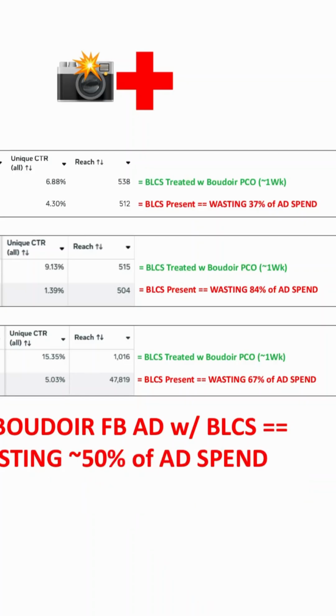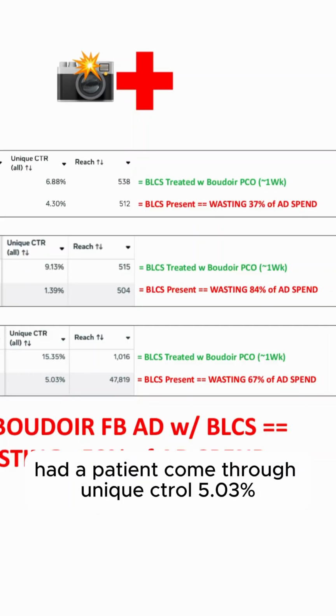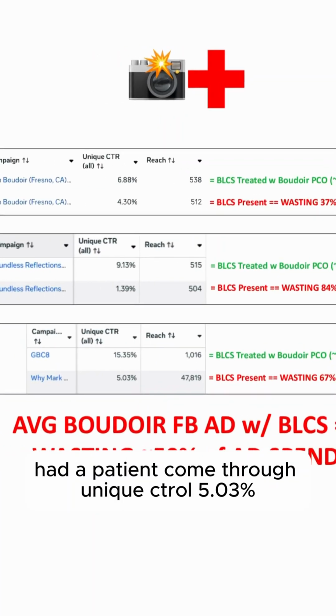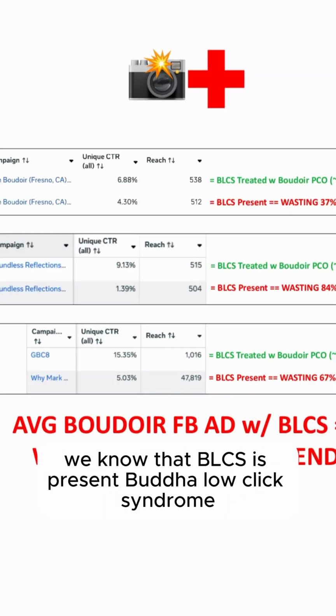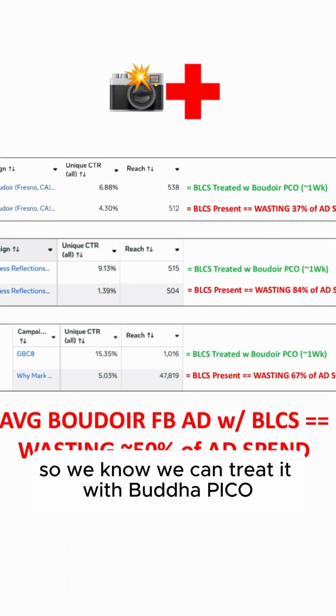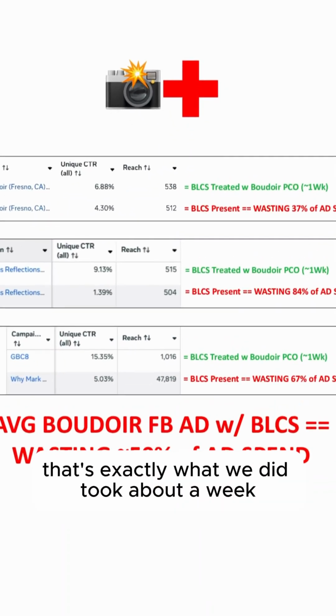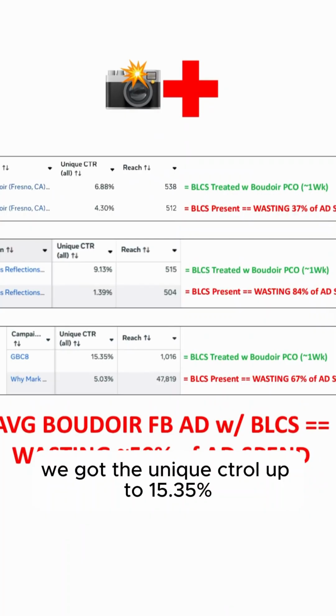Finally, had a patient come through, unique CTRL 5.03%. So that's under 6%. We know that BLCS is present, Boudoir low click syndrome. So we know we can treat it with Boudoir Pico. And that's exactly what we did. Took about a week. We got the unique CTRL up to 15.35%.